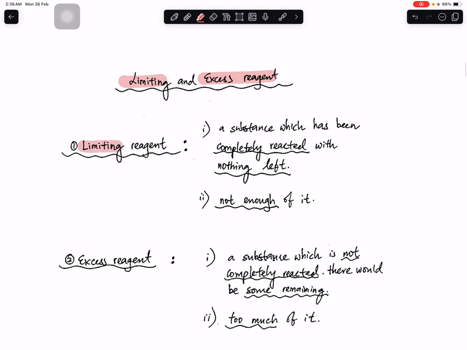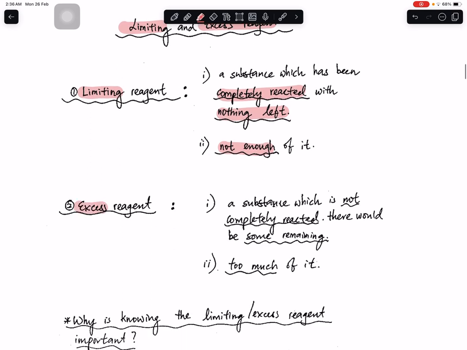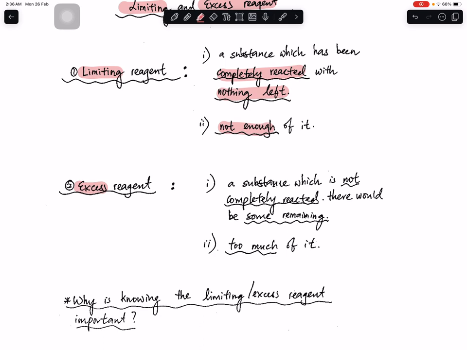In short, a limiting reagent is something that will always be completely reacted, which means there's nothing left, and basically there's not enough. But for an excess reagent, you are in excess, so you will not be completely reacted. You will always have some remaining. In short, there's too much of it. So this is your limiting and excess reagent.